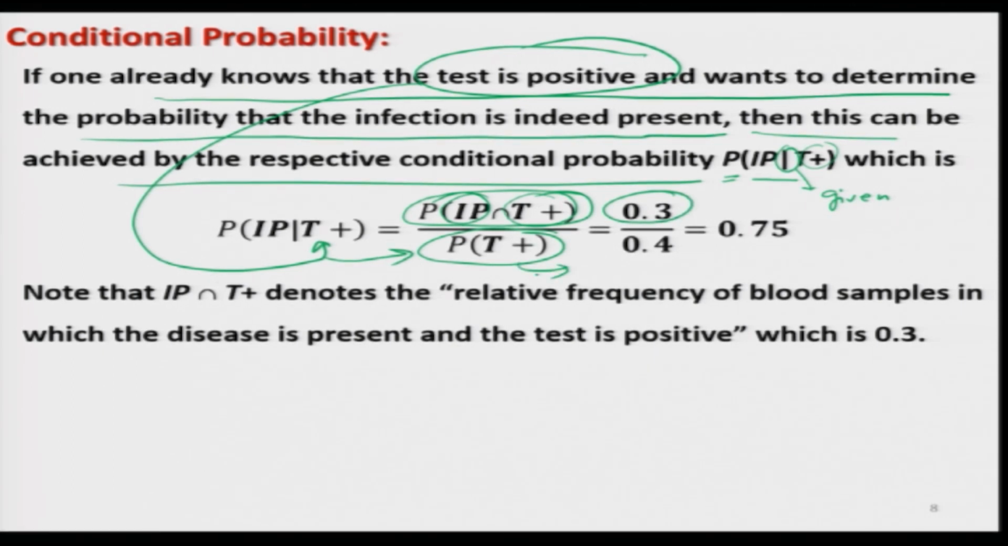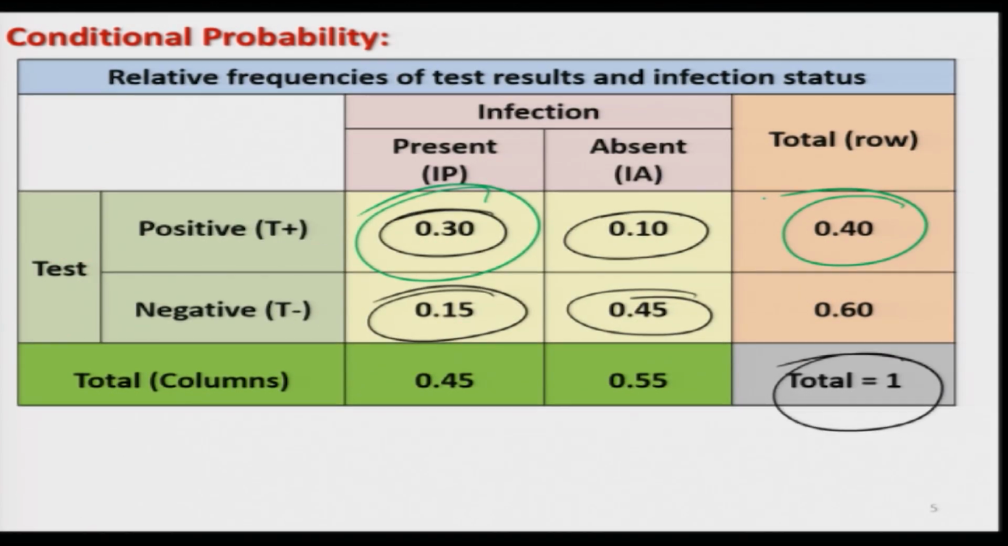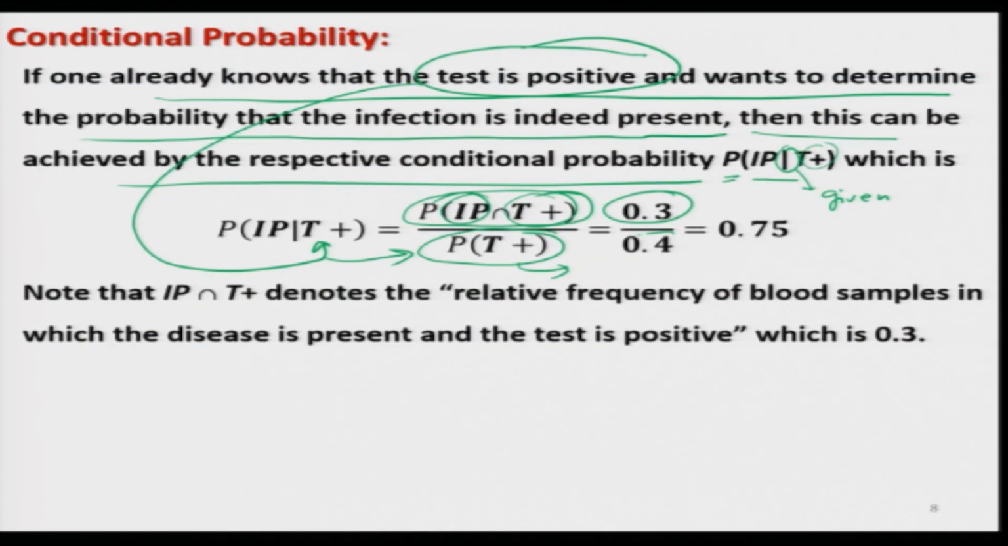and the total number of people in which the test is positive, this you can see here, or in terms of relative frequency, 0.40. So, this is written over here, and if you try to solve it here, this is 0.75, right. So, this is how we try to compute this type of conditional probability, based on a certain condition, given the condition that the test is positive, right.